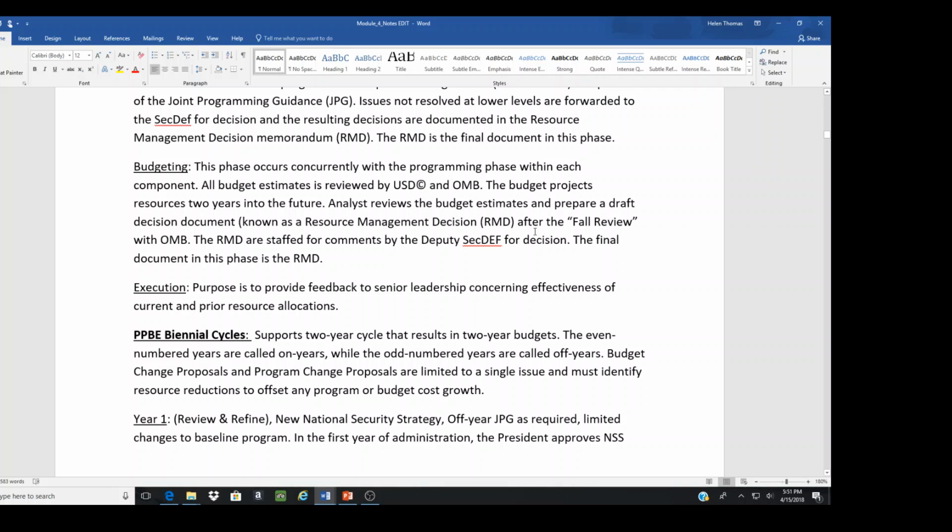draft RMDs are done during the fall review, which is between September and December of each year. OMB and the agencies, to include DoD, conduct the fall review. And the fall review is the point where DoD can come up with their draft RMD. Once they finalize this with OMB, then RMDs are staffed for comments by the Deputy SecDef, and then the final decision is published in the final resource management decision. This is the same title for both programming and budgeting.